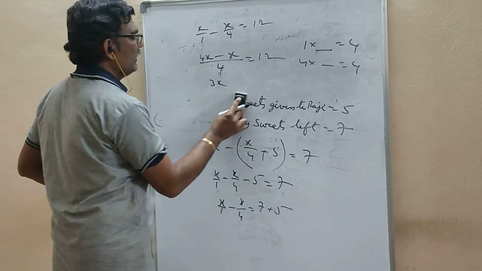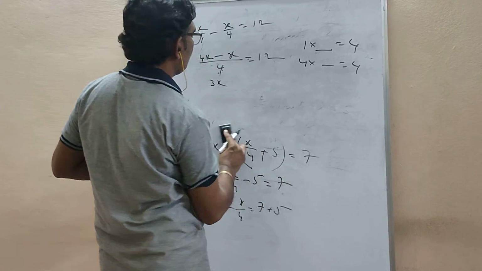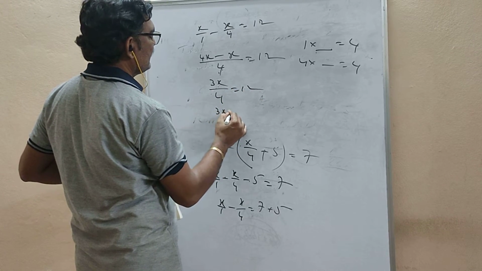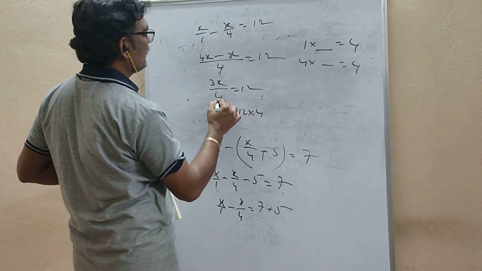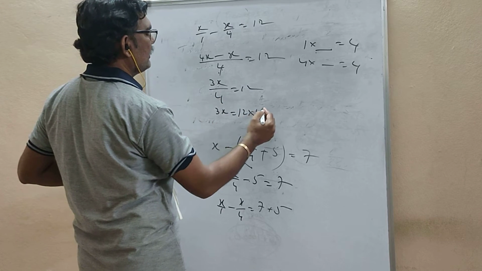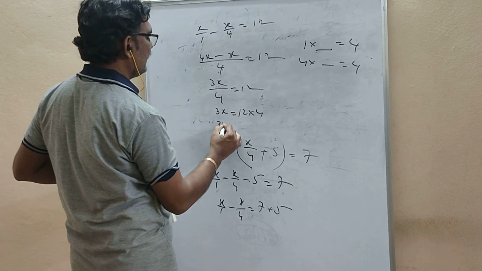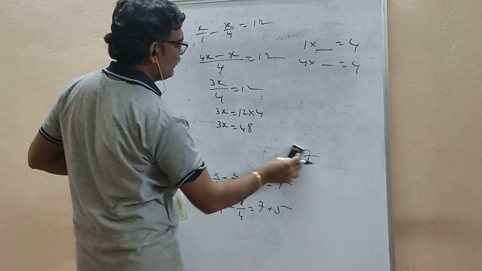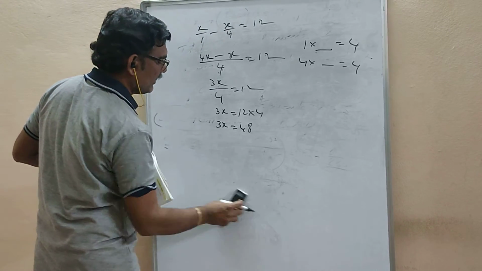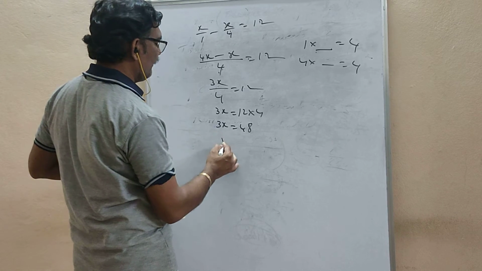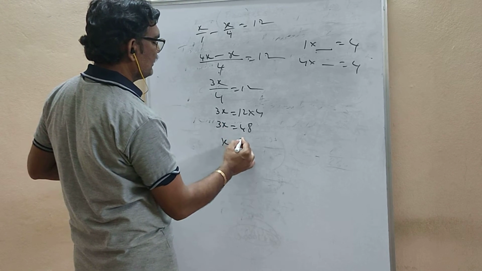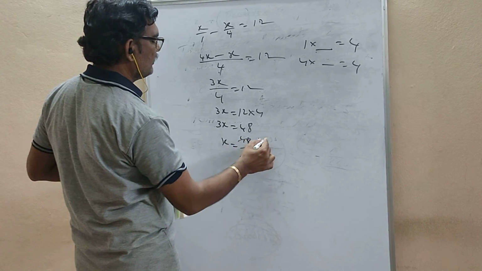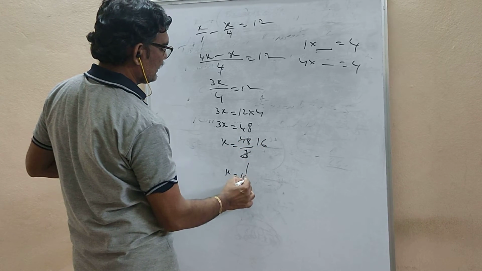So 3x by 4 is equal to 12. 3x is equal to, this 4 is dividing here. If you take it to this side, multiply: 4 12s are 48. 3x is equal to 48. Now 3x is equal to 48. I should find out the value of x here. 3 is multiplying, so 48 by 3. So cancellation, x equals 16.